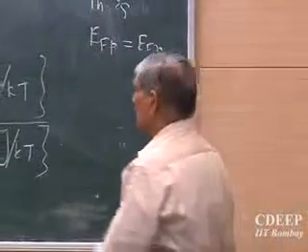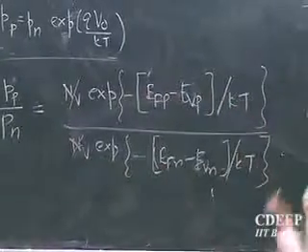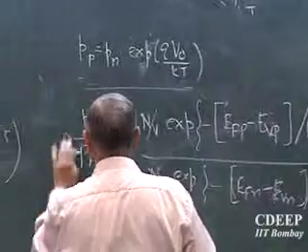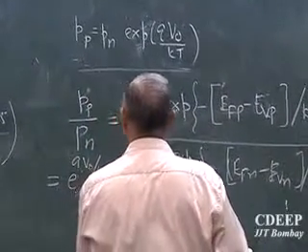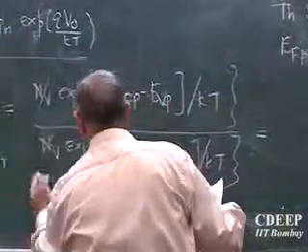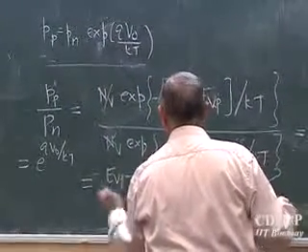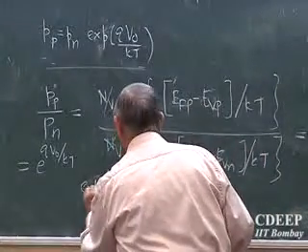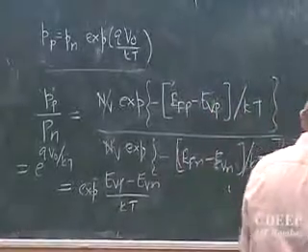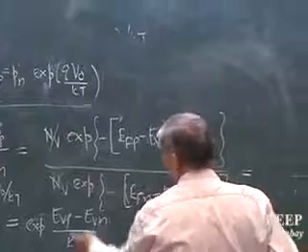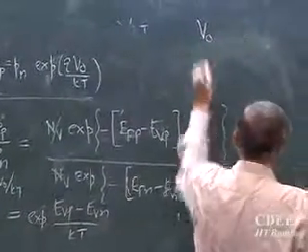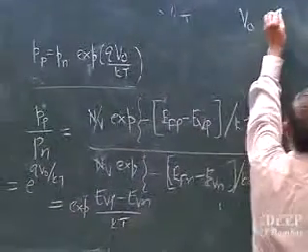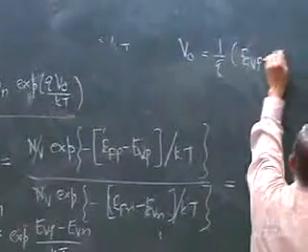Is that okay? If that is occurring and I cancel NV and bring it above, what I am going to get is p_p over p_n, which is also equal to e to the power qV0 by kT, which is equal to the exponential of EVP minus EVN. So if I equate this, what is the value of V0 I am getting? What is the V0 value from these two? V0 is equal to 1 upon q times (EVP minus EVN).